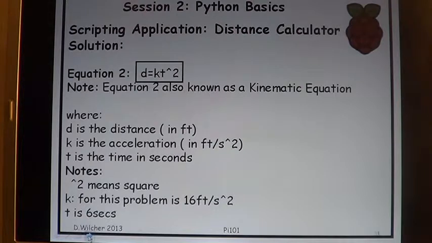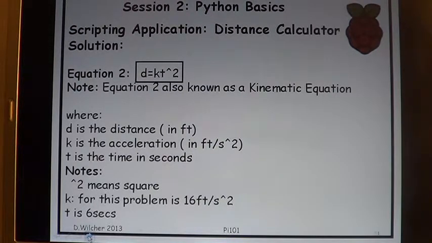So there's the variables and what they mean. d is the distance in feet, k is the acceleration in feet per second squared, and t is the time in seconds. And I've got some notes here. In math or in programming, we use that little, I call it the little caret symbol, and that's how we square items in math when we do programming. But we're going to see something a little different here, and I'll explain what that difference is, how we can show squares within the Python scripting language.